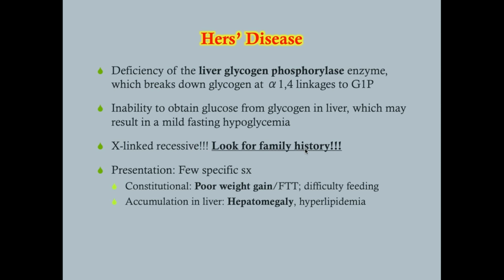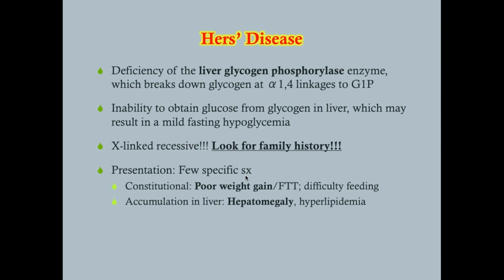So look for a family history. If a little boy has it, his mom is a carrier. If mom is a carrier, she probably has brothers or a father who is affected. So look for a family history of hypoglycemia.